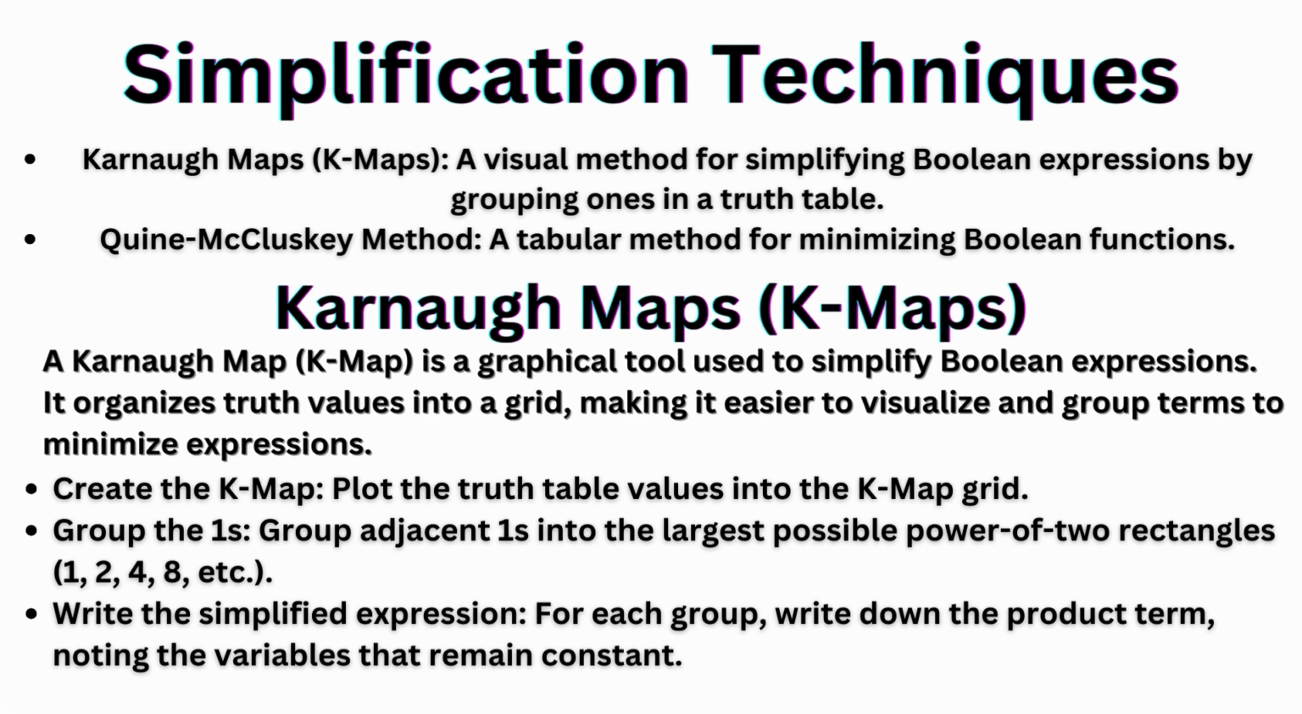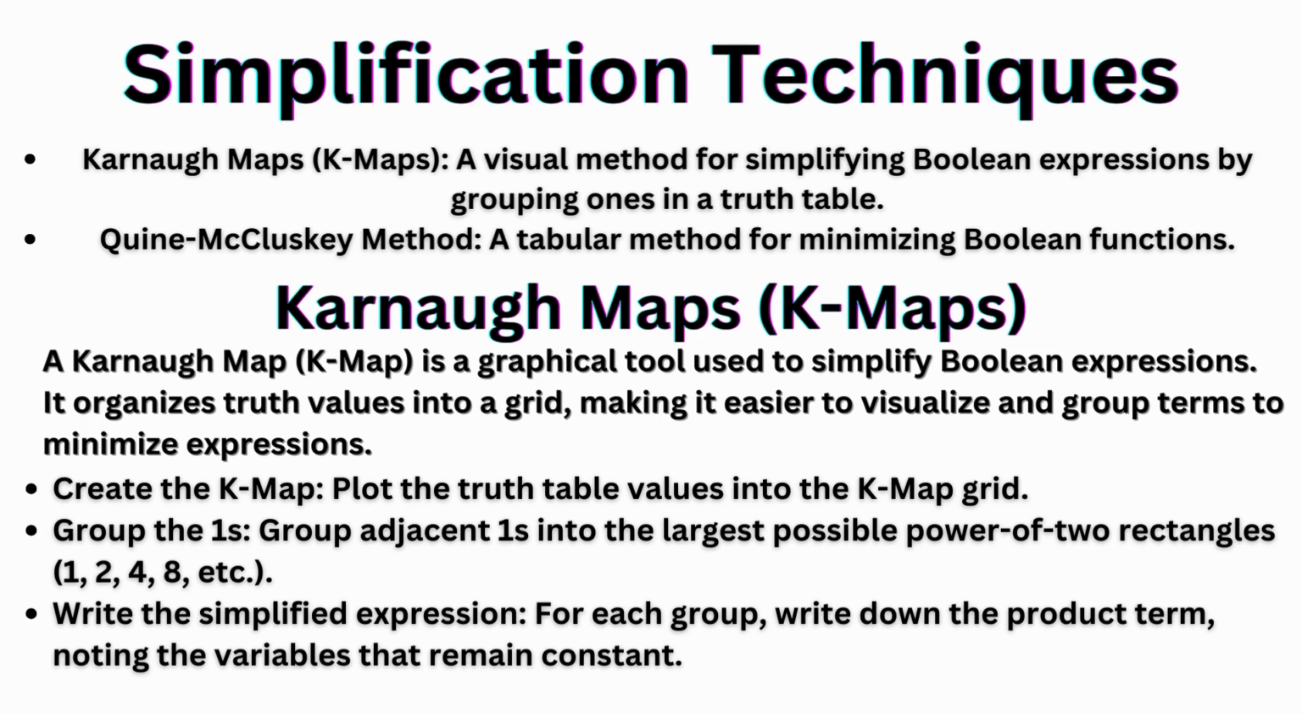Simplification techniques. Karnaugh maps, or K-maps: a visual method for simplifying Boolean expressions by grouping ones in a truth table. Quine-McCluskey method: a tabular method for minimizing Boolean functions. Karnaugh maps. A Karnaugh map, or K-map, is a graphical tool used to simplify Boolean expressions. It organizes truth values into a grid, making it easier to visualize and group terms to minimize expressions.